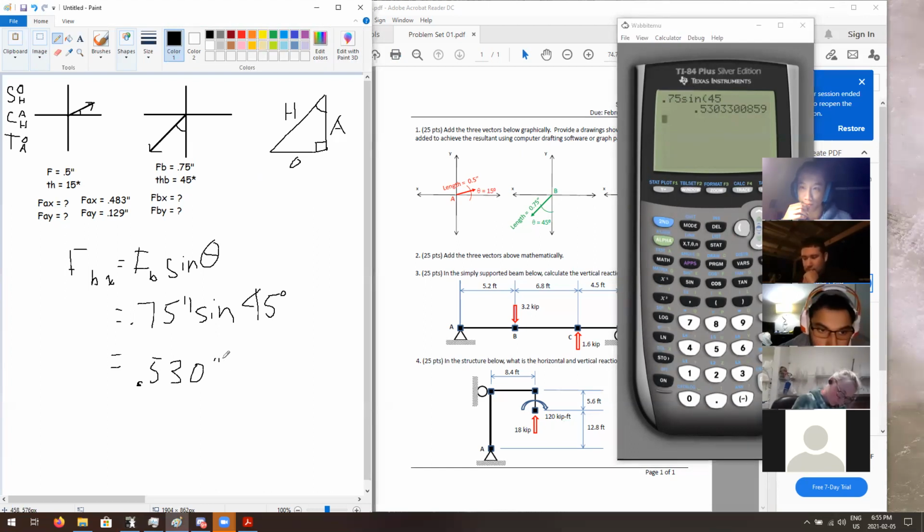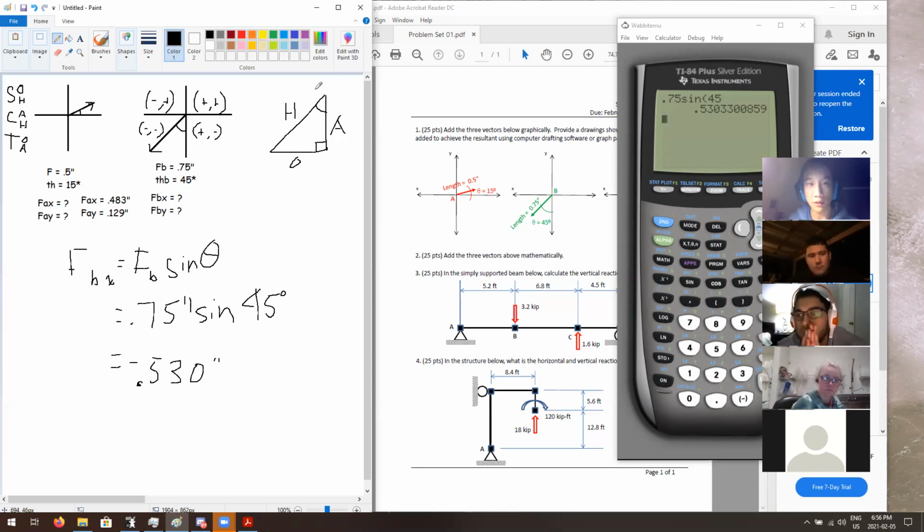0.530 inches. What's wrong with that? Our vector is positive. Our vector is going into the third quadrant. It's got to be negative. Positive, positive, negative, positive, negative, negative, positive, negative. So the reason why we get a positive answer is because we're using this 45-degree angle.